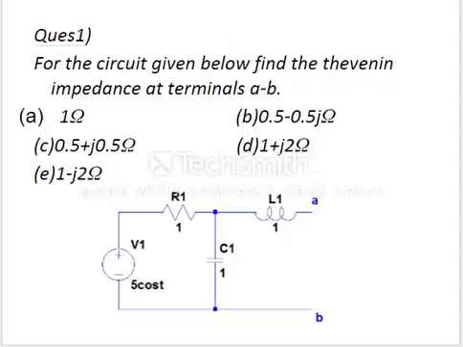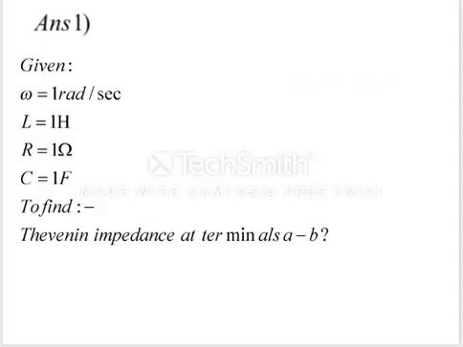So the first question is that for the circuit which is shown below, we have to find the Thevenin impedance at terminals A, B. The options are given. So first of all, we write what all is given to us. The angular frequency is 1 radian per second. The inductance is 1 Henry, resistance is 1 ohm, and the capacitance is 1 farad. And what we have to find is Thevenin impedance across the terminals AB.